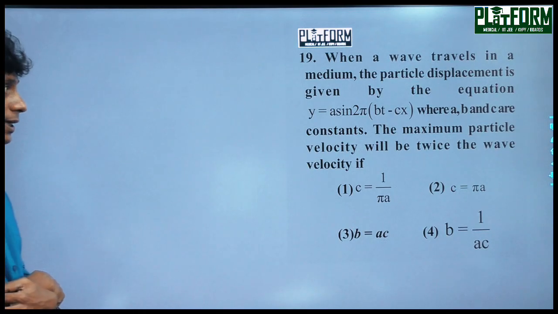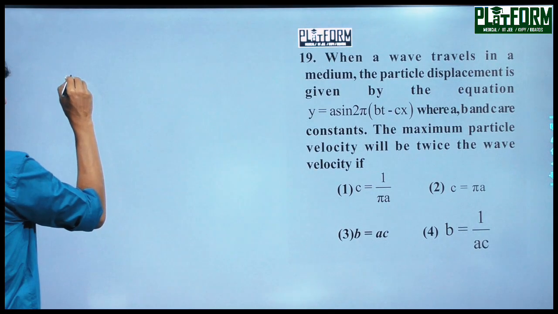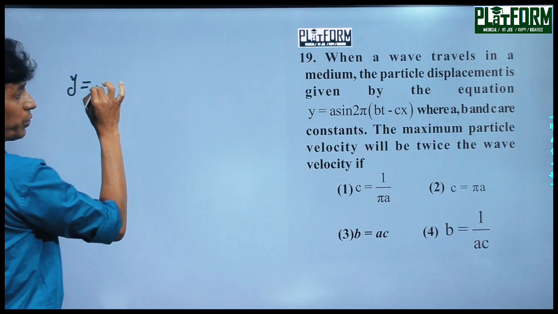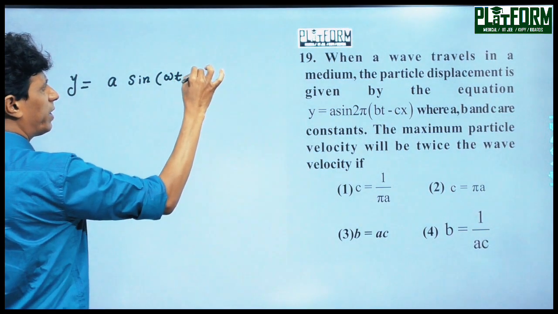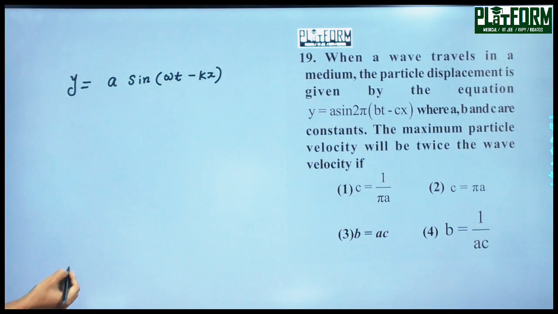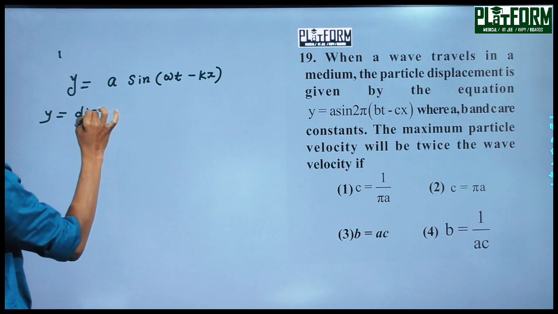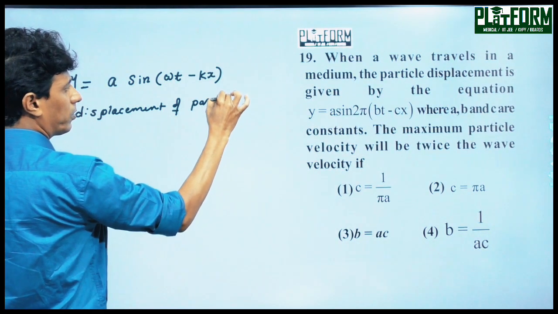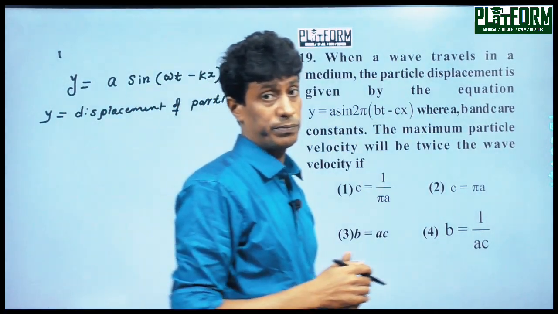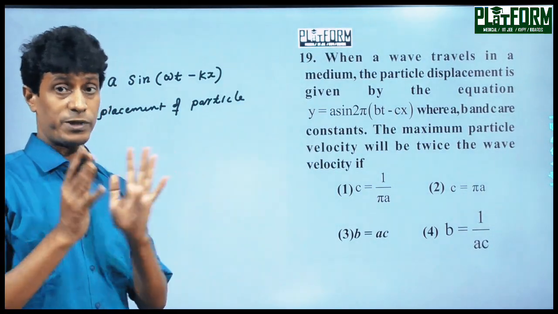When a wave travels in a medium, particle displacement is given by the equation where A and B are constants, the maximum particle velocity will be twice the wave velocity. Before solving this problem, generally we know the standard equation of wave is y equal to a sin(omega t minus kx). All the time you should keep in mind, y is actually the displacement of the particle at the path of wave.